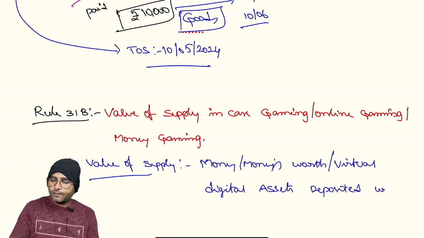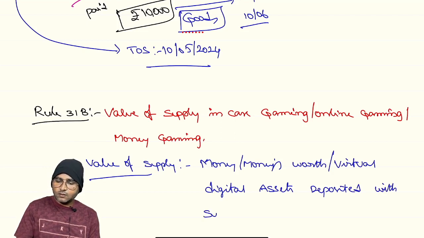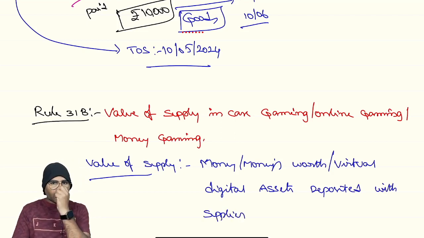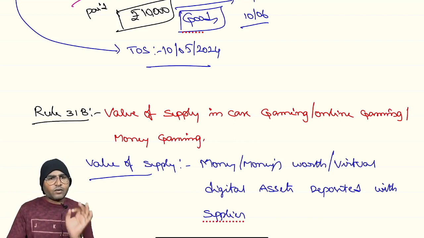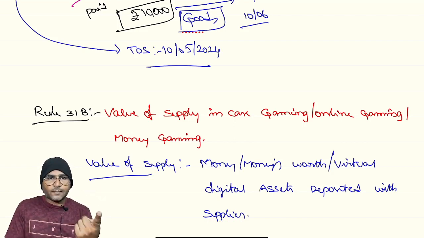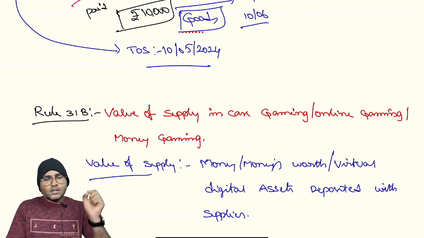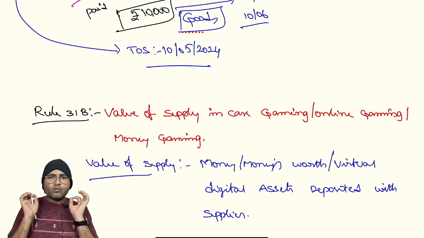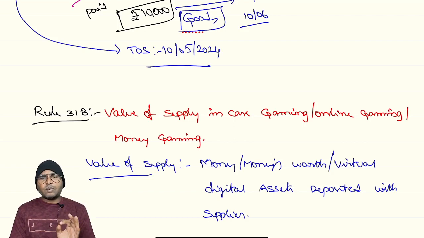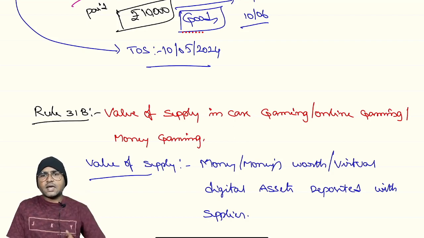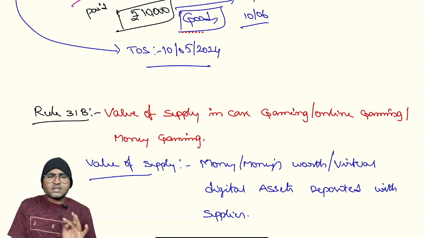deposited with the supplier. Money or money's worth or virtual digital assets deposited with the supplier. And one more thing you have to remember, such amount might be deposited by the recipient or even by a third party. That amount will become the value of supply. So to understand the concept, value of supply in case of gaming, online gaming, money gaming will be money or money's worth or virtual digital assets deposited with the supplier. Such amount will become the value of supply.